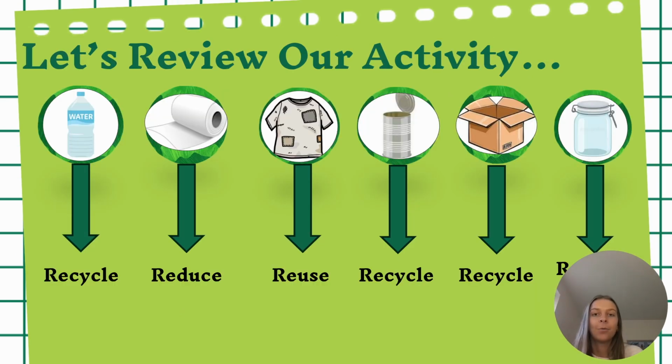Welcome back. We are now going to review our answers to the activity. For the first one, you would recycle a water bottle. And for paper towels, you would reduce these. And for the old t-shirt, you could reuse this. And a tin can would be recycled, as well as a cardboard box. And for the last one, you could either recycle the glass jar or you could reuse it.